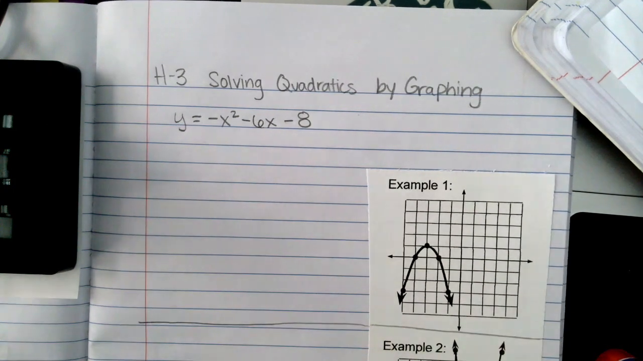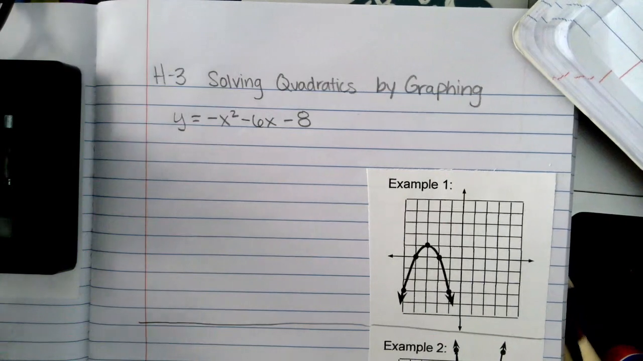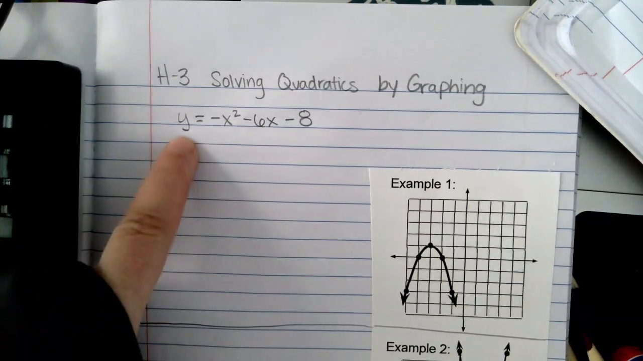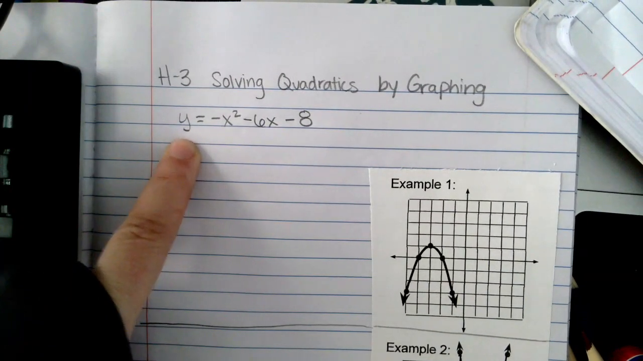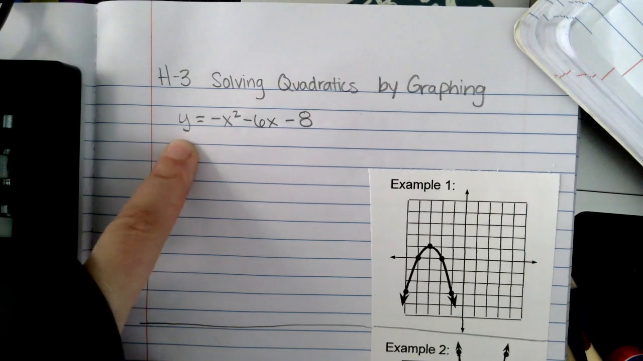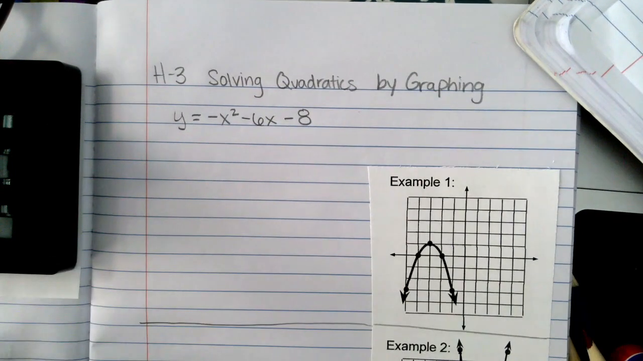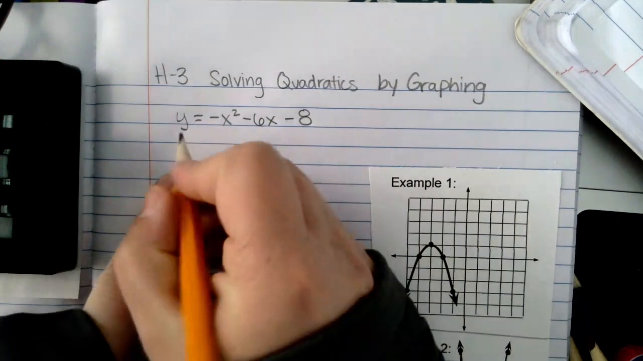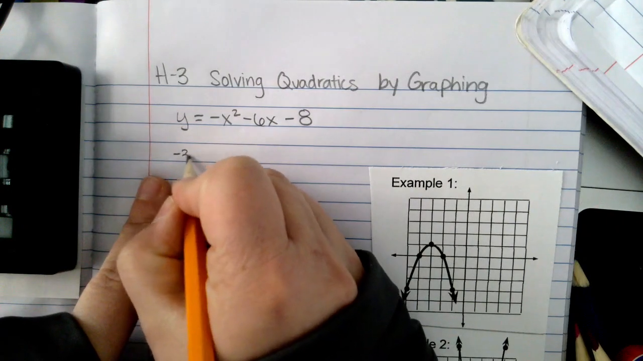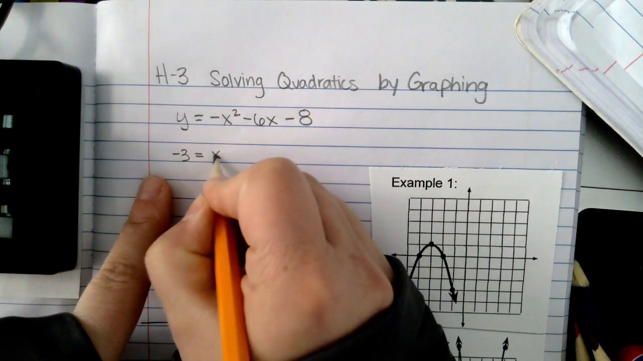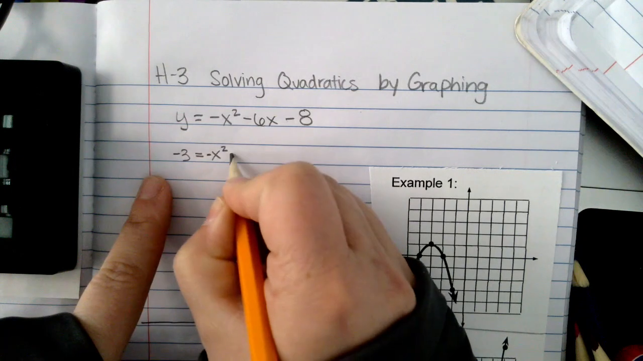Okay, so what we're going to be doing is plugging in numbers for this y. And we're going to be finding out, when that y is a certain number, what is that x? The first one, let's do negative 3 equals negative x squared minus 6x minus 8.